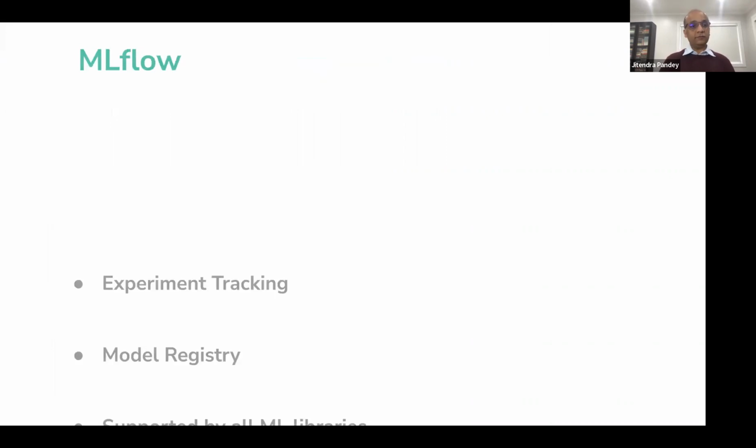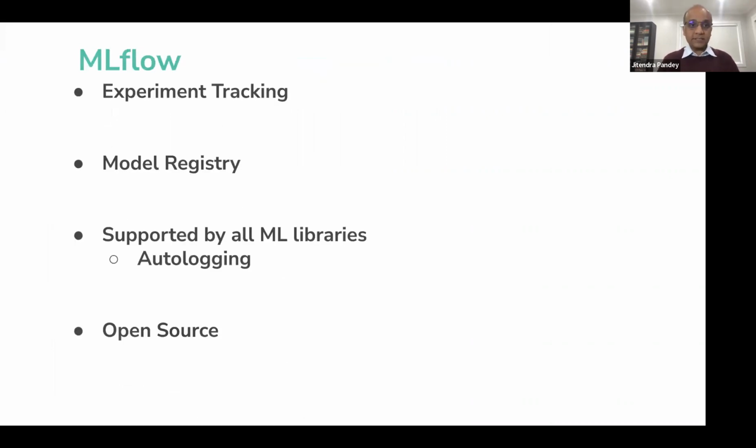So MLflow offers exactly these capabilities. It has granular experiment and run tracking. It also has a model registry where we can track each and every version of a model. We manage the life cycle of a model because when we train a new model, we archive the old version of the model. The new model goes to staging, then goes to production.